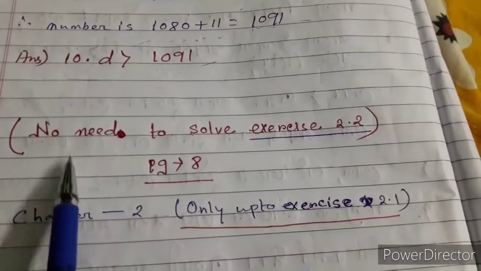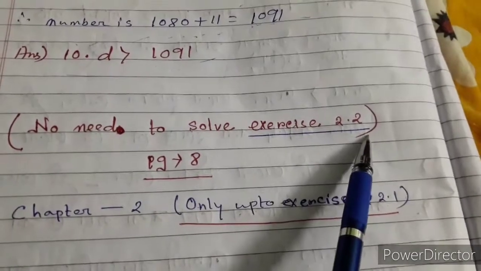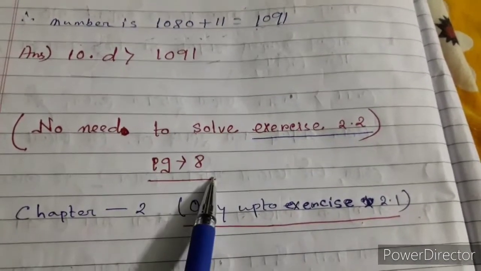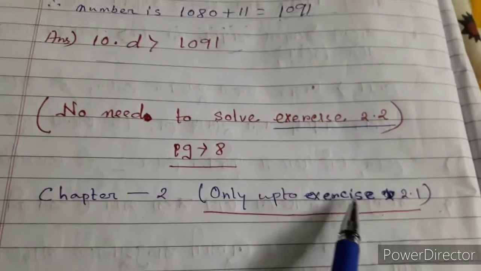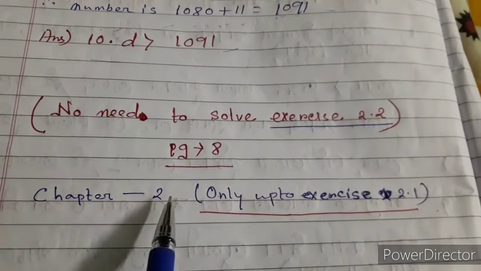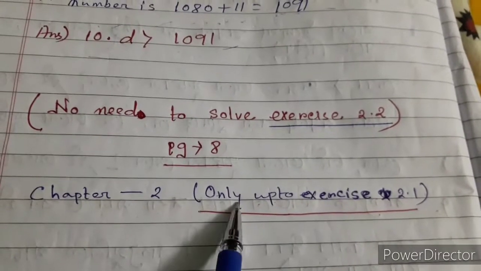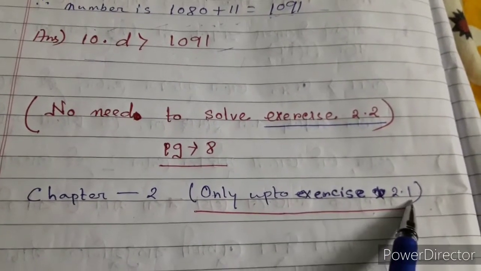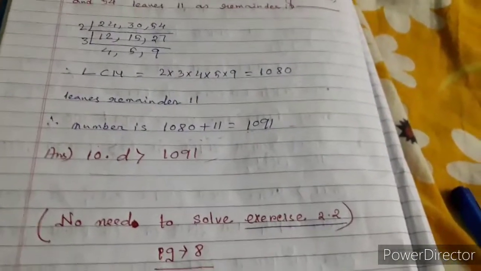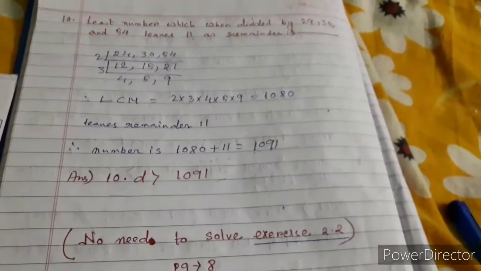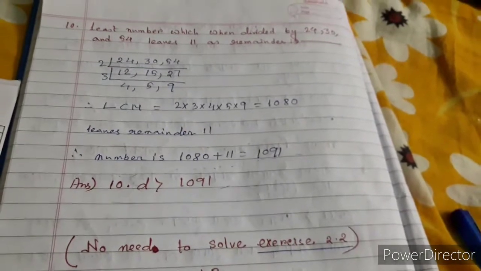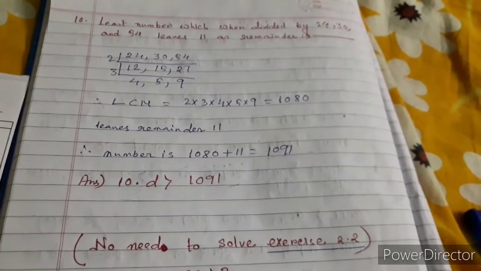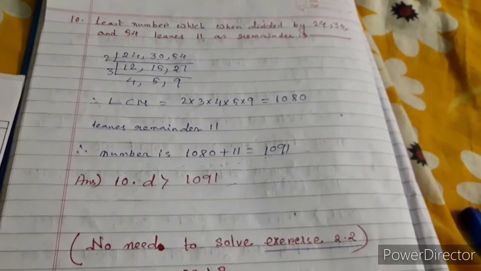Students, please remember, no need to solve exercise 2.2, page number 8. From chapter number 2 you will do only up to exercise 2.1. Okay, students, now you practice all this. I have given all this in the study material. You see the study materials and practice all this math. Okay, thank you.